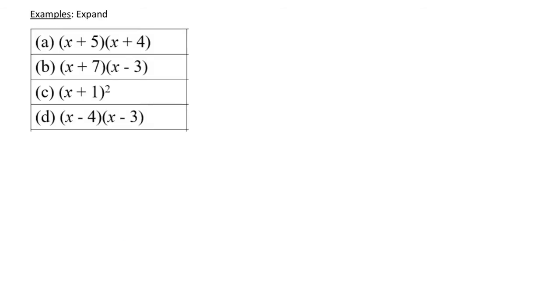So examples, expand these brackets. So the first one I'm going to do all three methods, and then we'll do one of each for the rest. So x plus 5 times x plus 4. I'm going to use the FOIL method first of all. So I need to multiply the first two together.